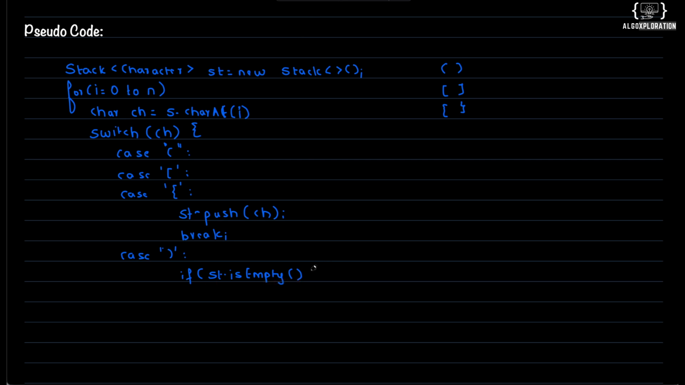Now there should be one more case. If I want to pop it, I'll pop it first. After popping, this function will give me what I popped. Now after popping, I will check whether it matches the corresponding opening brace or not. So this shouldn't be equal to the circular opening brace. If it is equal, then I need to continue. If it is not equal, then I need to return false over here. Don't worry, I'll take one example and I'll explain this.